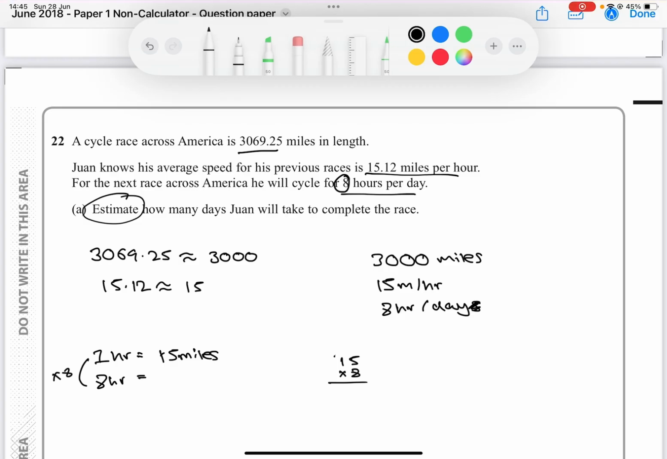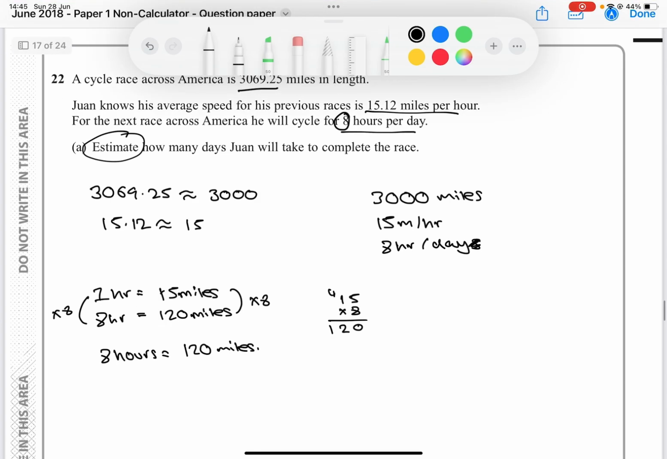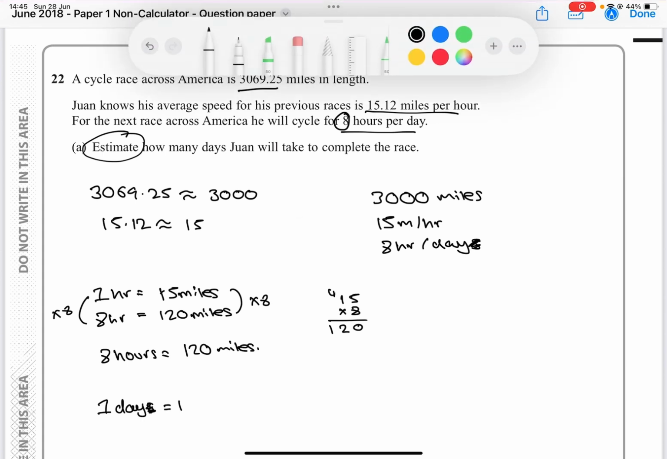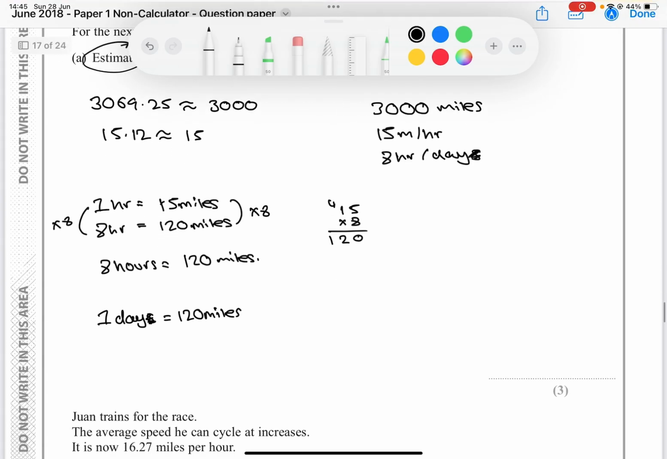Eight times 5 is 40. 8 times 1 is 8, plus the 4 is 12. So 120 miles, okay? So in 8 hours, he travels 120 miles. So that means basically in 1 day, because remember, in 1 day he only cycles for 8 hours, he travels 120 miles.